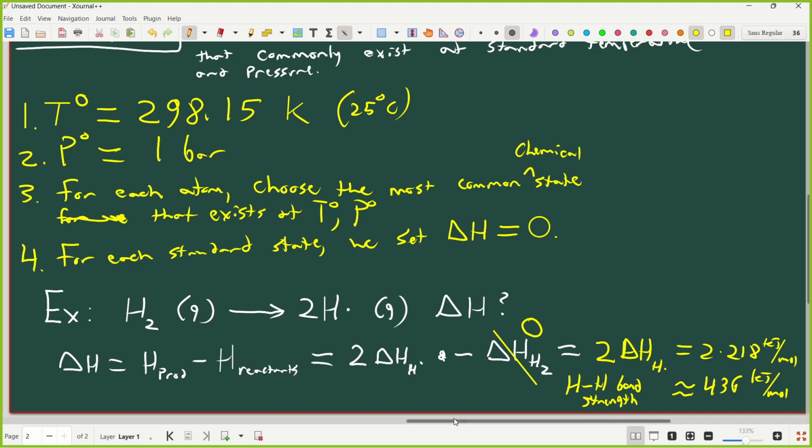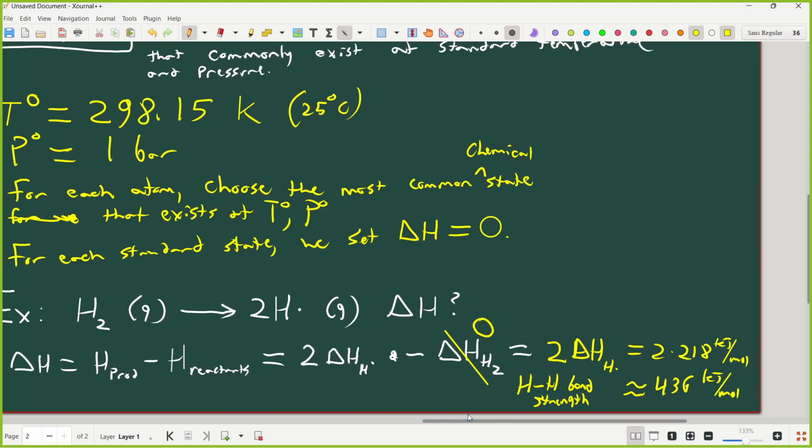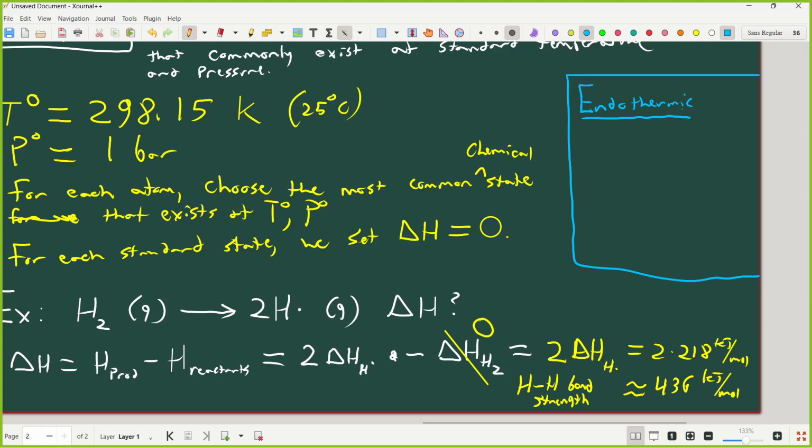Let's just really quickly define these terms for you on the side, because I just used them and you may not know them. I'm going to use these terms a lot in this class, so let's remind ourselves of the difference. Endothermic means delta H is greater than 0, and that means the system absorbs heat from the outside, from the environment. You have to supply it heat to get this to go.